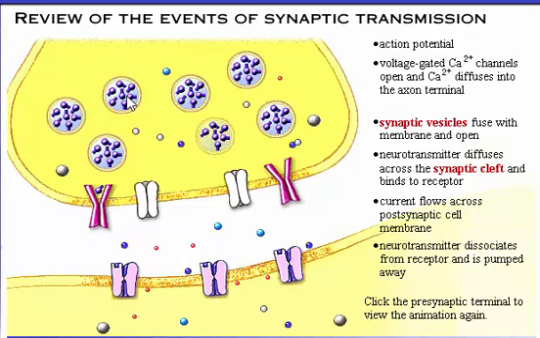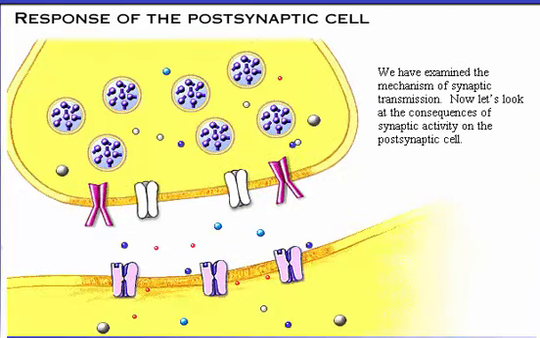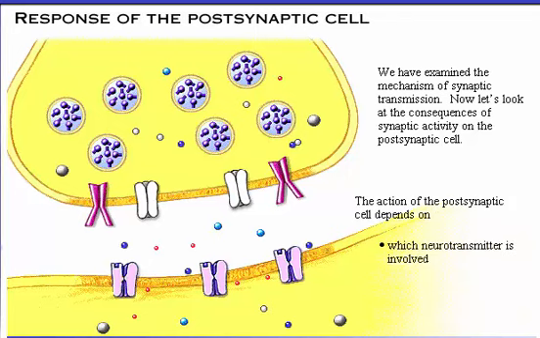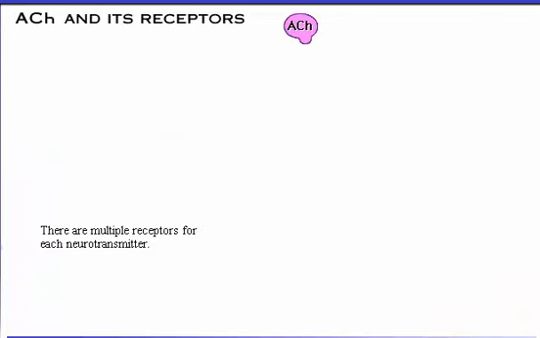We have examined the mechanism of synaptic transmission. Now let's look at the consequences of synaptic activity on the postsynaptic cell. The action of the postsynaptic cell depends on which neurotransmitter is involved and the specific receptor found on that cell. There are multiple receptors for each neurotransmitter. Each such receptor activates a different ion channel, causing a different effect in the postsynaptic cell.